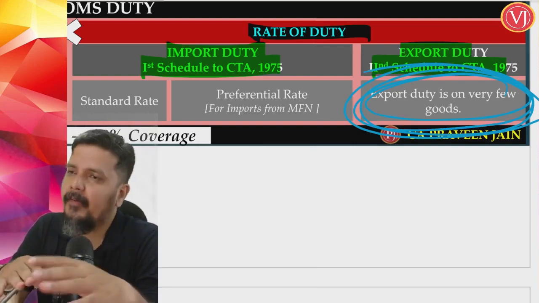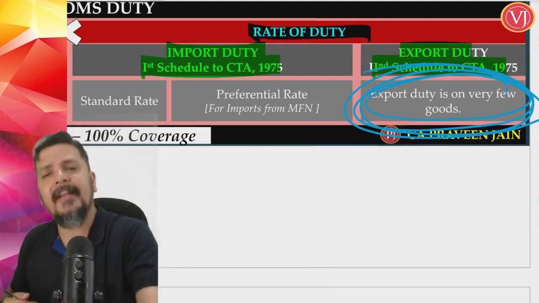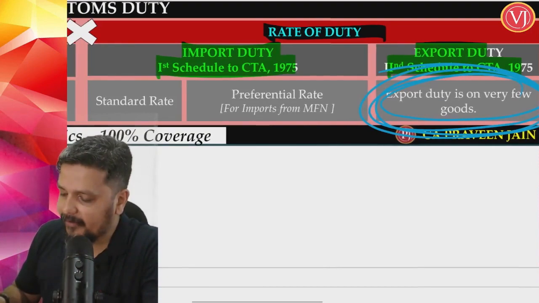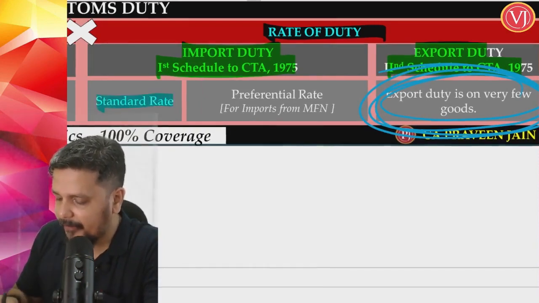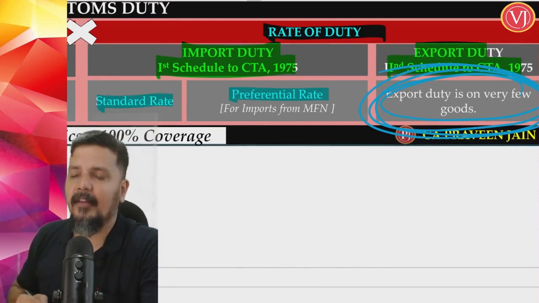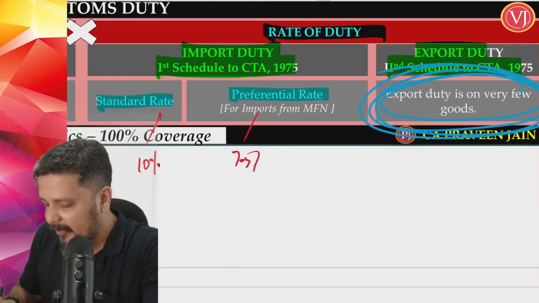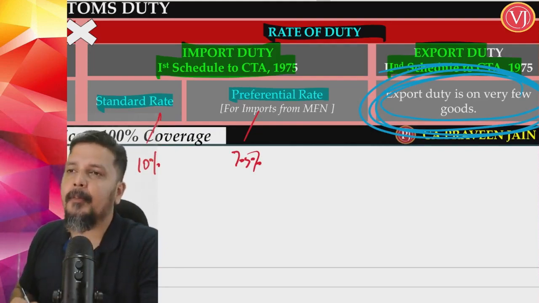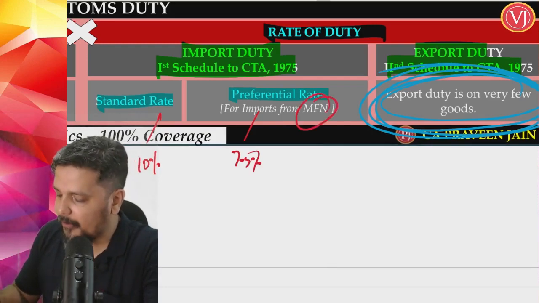Import duty will have two rates, which is very special only in customs. One item will have corresponding two rates: one is called the standard rate, and one is called the preferential rate. So one item, say item X, will have 10% as well as say 7.5%. Now you may be confused which rate to select. If you are importing from your most favored nation, what is most favored nation?